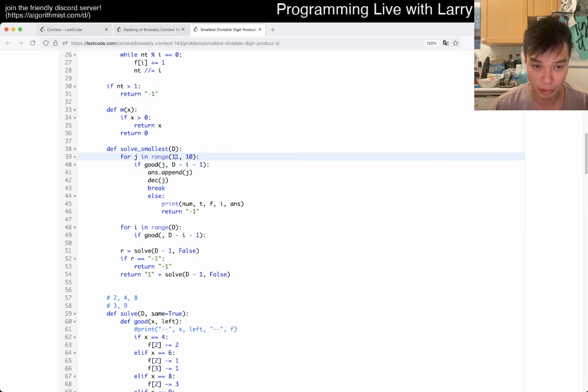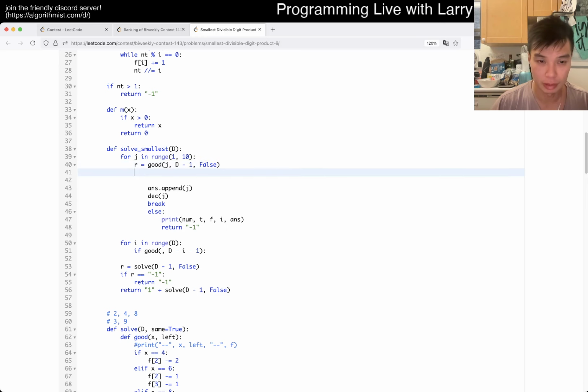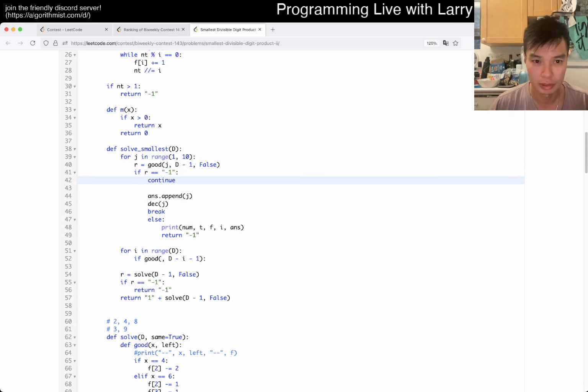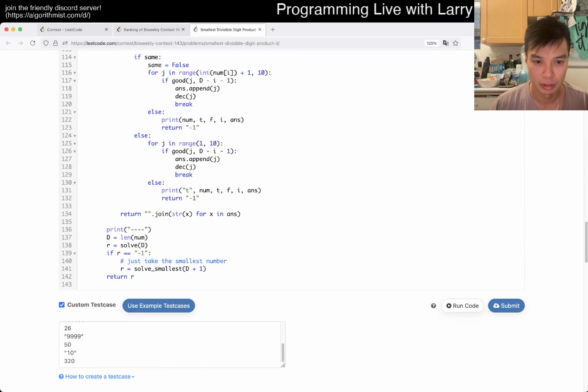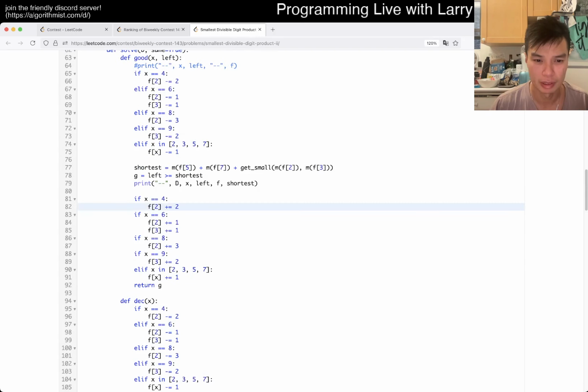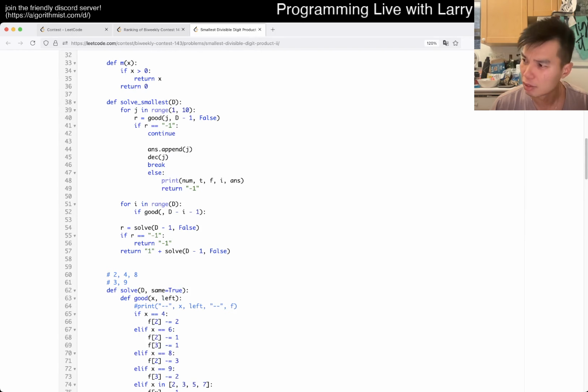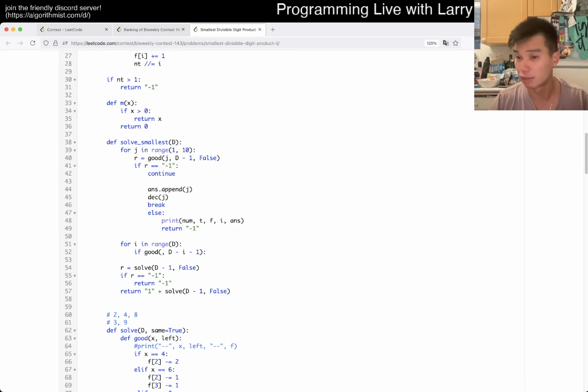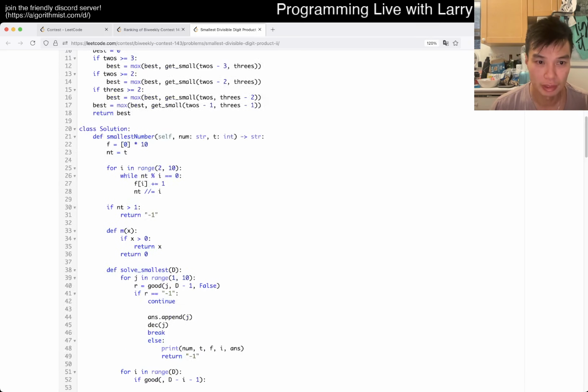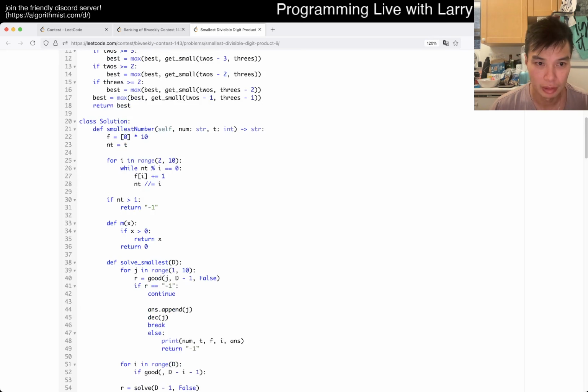Okay, so then now we try the one. This is going to be D minus 1, which is what we had. False. If this is true, okay, well, R is equal to this. If R is equal to negative 1, we continue. But this changes to F, I think. So we have to be... I think this changes F. Oh, that's fine. We can just redo it.